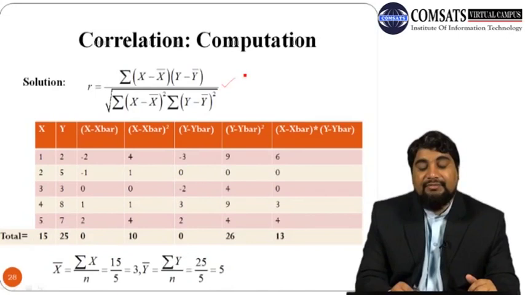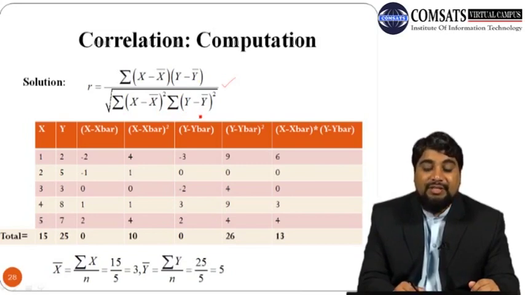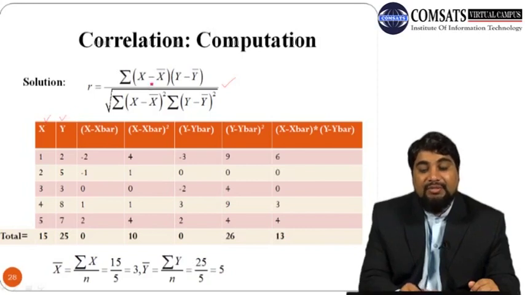So we know that here is the formula for finding the correlation coefficient. r is summation (x minus x bar) into (y minus y bar) divided by the square root of summation (x minus x bar) whole square into summation (y minus y bar) whole square. So we have data on x and y. Look at this formula. From the formula we need to calculate x bar and y bar.